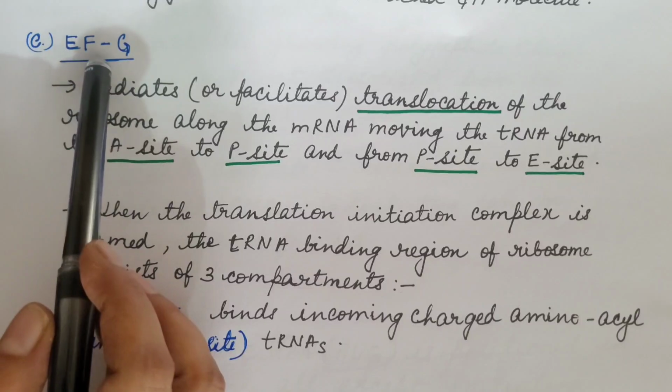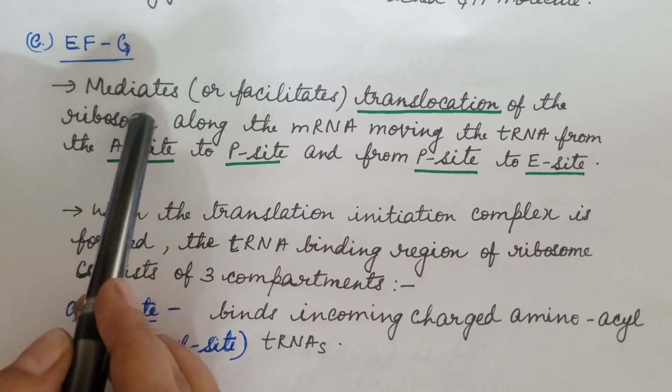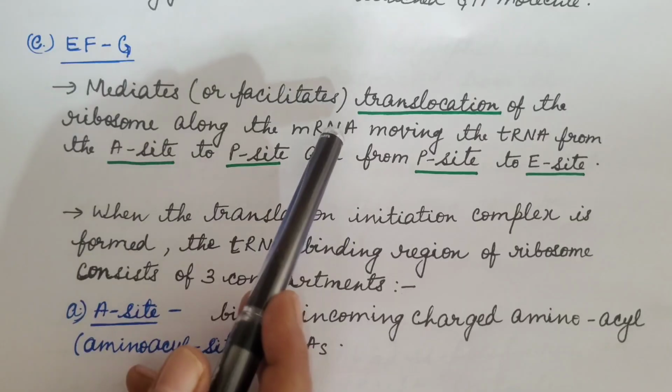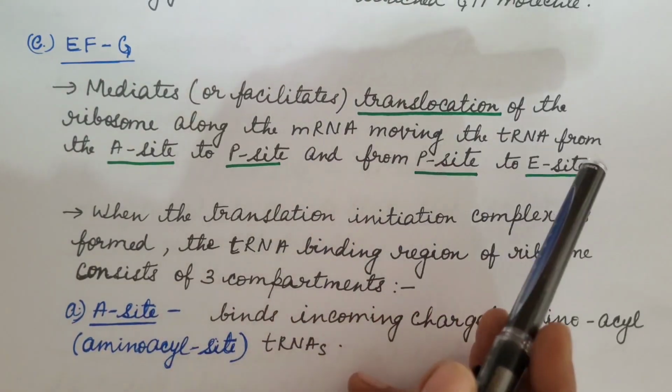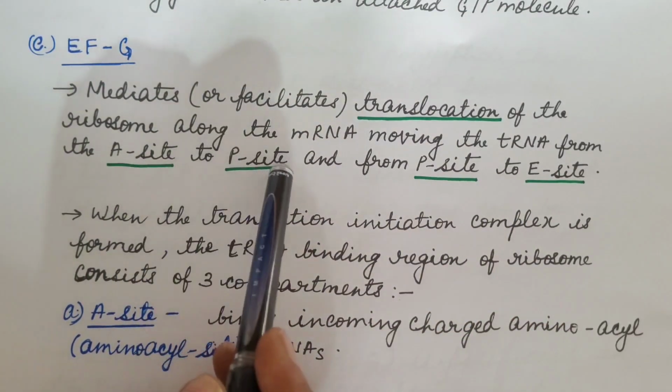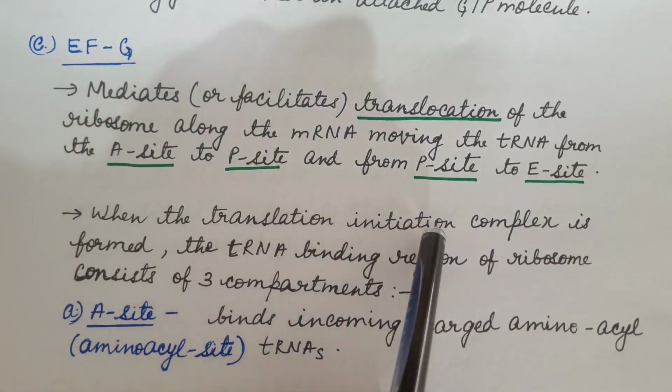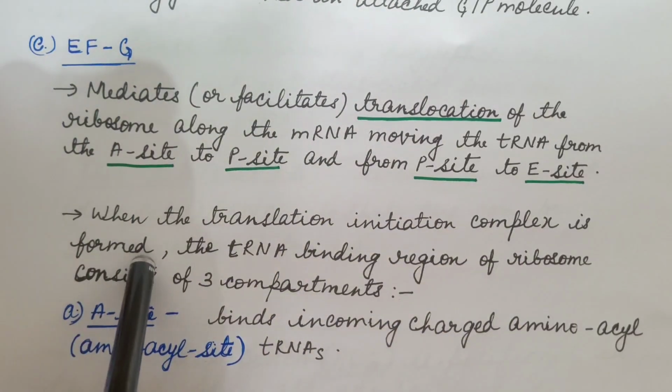Now third is EF-G, that is translocase. It mediates or facilitates translocation of the ribosome along the messenger RNA, moving the transfer RNA from A site to P site and from P site to E site, when the translation initiation complex is formed. This we have already discussed in the initiation video. You can refer to my video, the link is given in the description box.